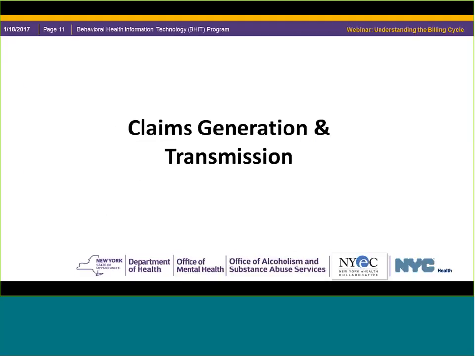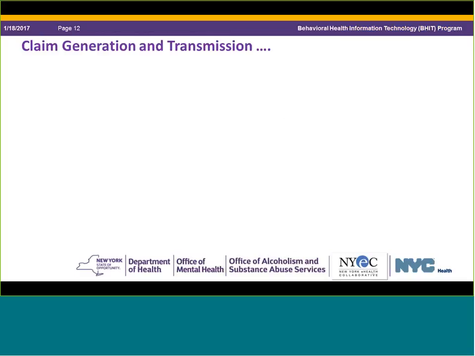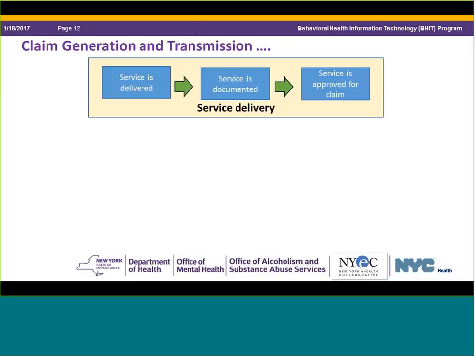So let's talk about claims generation and transmission to the payer. What's the process? First, services are delivered to a member. Once you perform your services to the member, you will go into your electronic system and record it, so the service will be documented. After you document the services, they will then be approved to be sent on a claim.